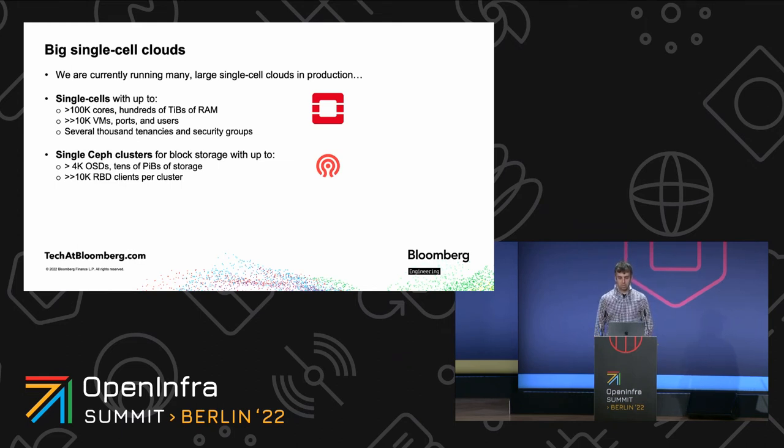So at Bloomberg, we use OpenStack to run some very large single cell clouds, and I'll explain the why of the single cell aspect in just a second. We have cells with over 100,000 virtual cores and about 1,000 computes, and we continue to grow quite rapidly. So conventionally, these are probably pretty large cells. Most people do multi-cell or something like that. We did hit some hurdles scaling past 10,000 VMs or so, and we'll dive into some of what those issues were and how we addressed them.